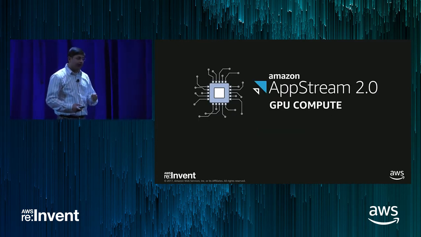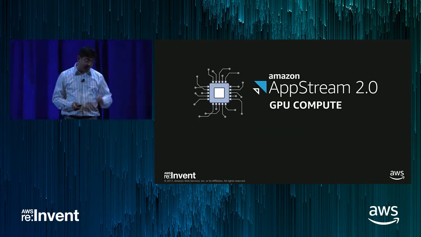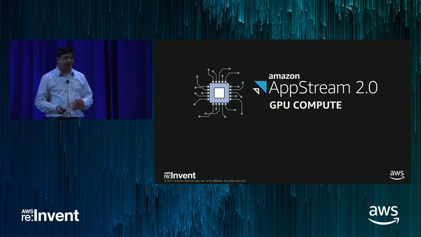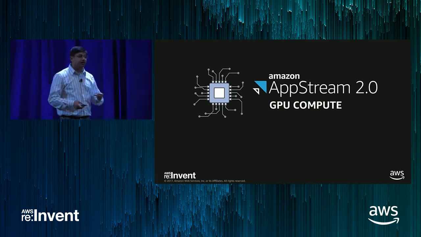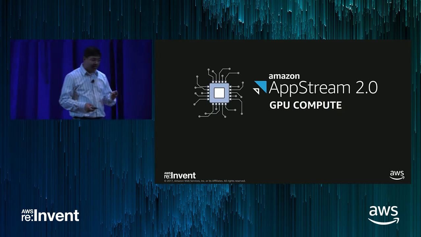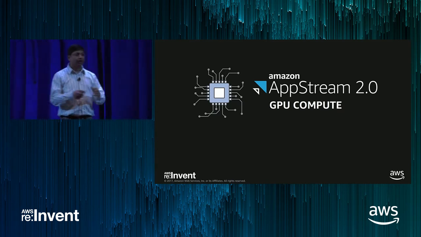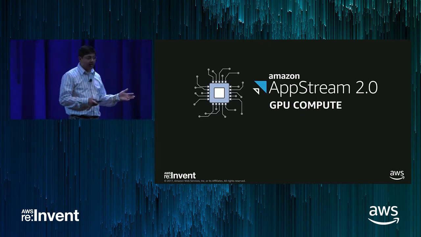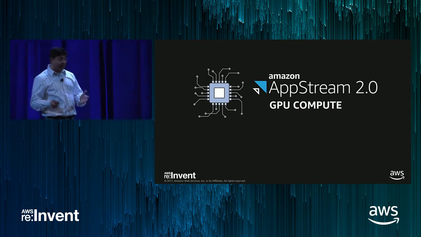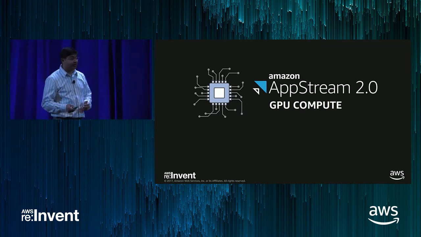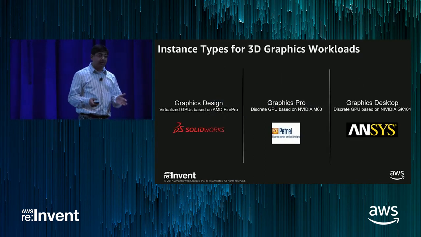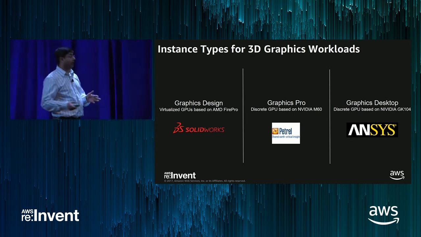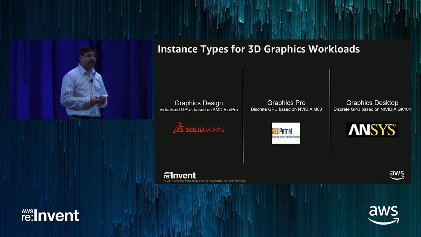GPU compute. We launched AppStream last year at re:Invent here, and since then our customers have told us two things. One, we want a low-cost GPU instance that's easily affordable, and we want a spectrum of GPU instances that allows us to choose the right compute type matching the application. So we have been working on this, and over the course of the last year, we have made available three GPU family instances. These are all built and designed for different application needs.